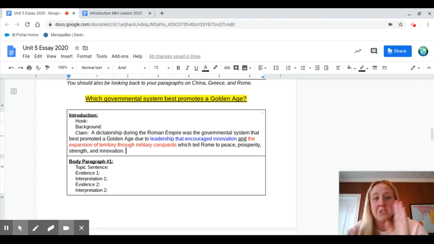And again, does not need to be Rome. That was just the example. It can be Rome, Greece, or China. So take a minute and copy and paste whichever one you want to your graphic organizer.